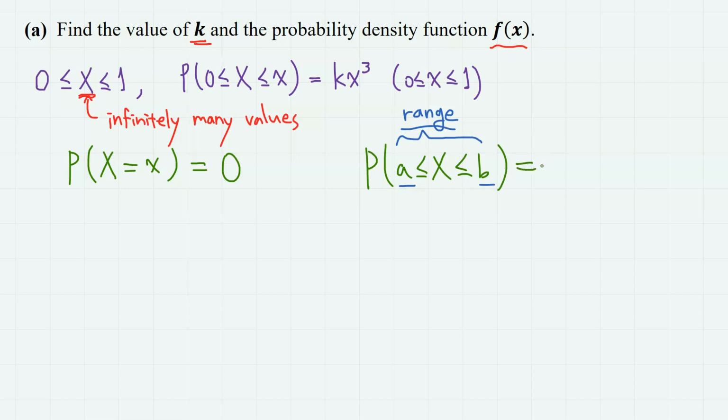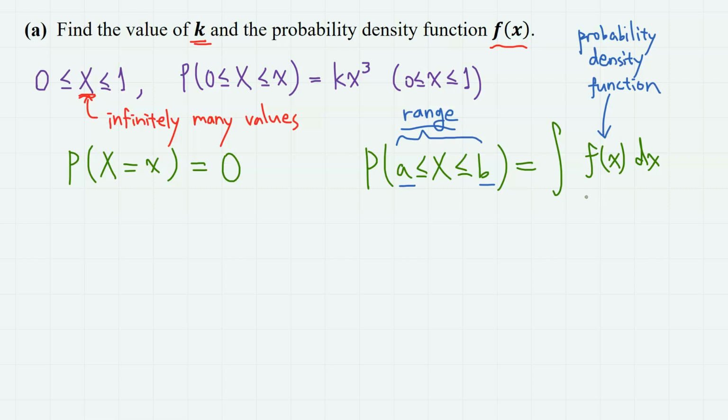This probability can be calculated by integrating the probability density function f(x) from a to b. This makes sense because you can think of an integral as adding up infinitely many values of the function, and you can understand why the value of the function f(x) is not probability, but rather probability density. Anyway, first we have to find the value of k, and that is easy.